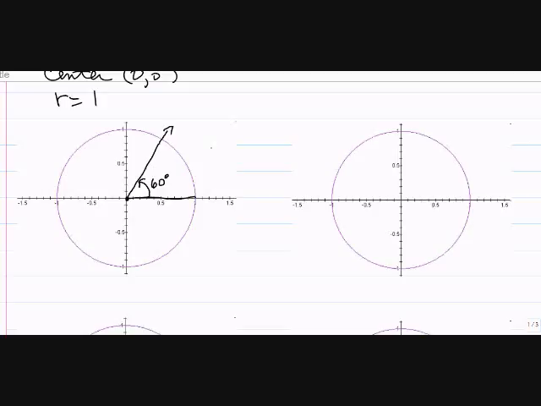Now, that is an angle in quadrant number 1.